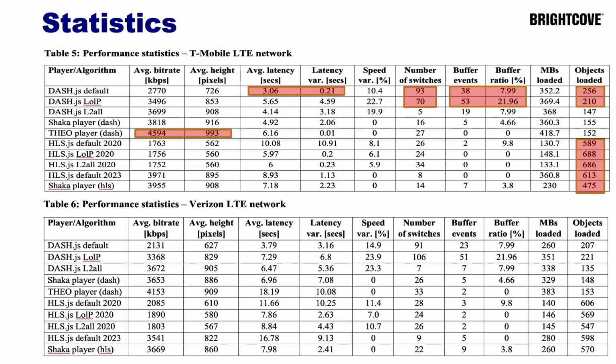And next is the performance statistics. We have all the metrics. THEO player achieved the highest average latency, and the JS default and JS LLP achieved the lowest latency. The number of switches, the JS default and LLP have the highest number of switches and rebuffering events. And also the objects downloaded are the highest.